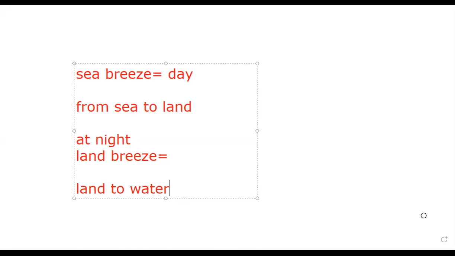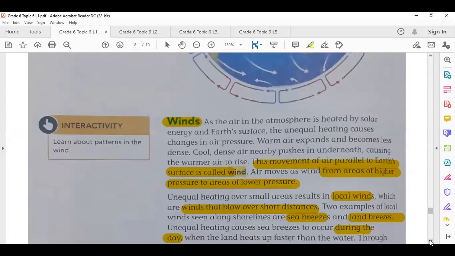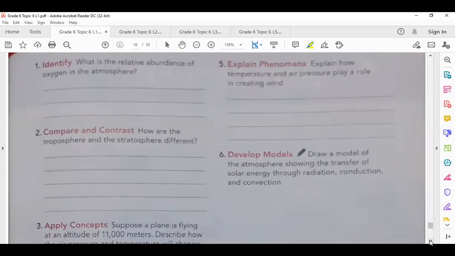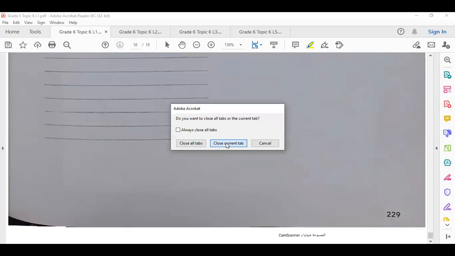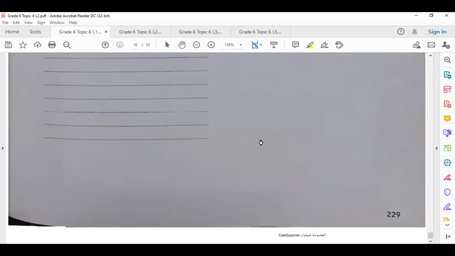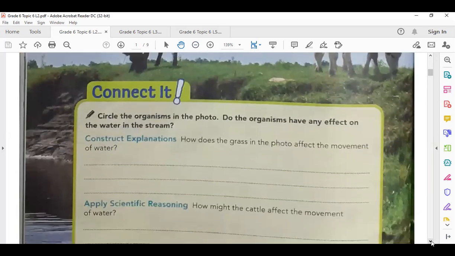Where are we? Did we finish? Lesson 1 is finished. Let's go to lesson 2. Let's share lesson 2. Lesson 2, is it opened or is it loaded? Yes, teacher. Okay, water in the atmosphere.